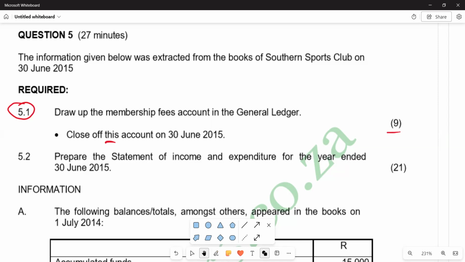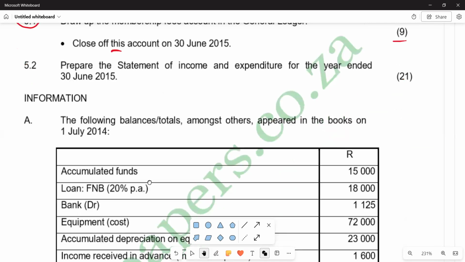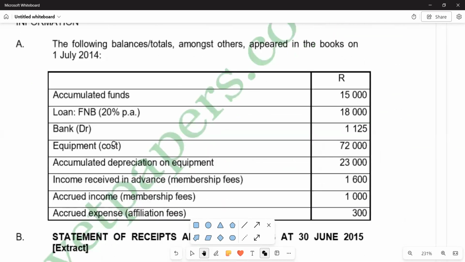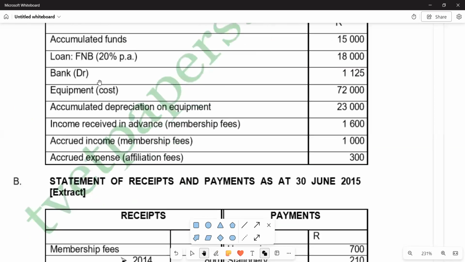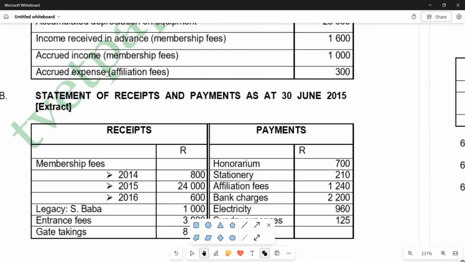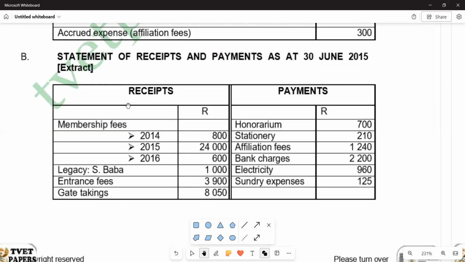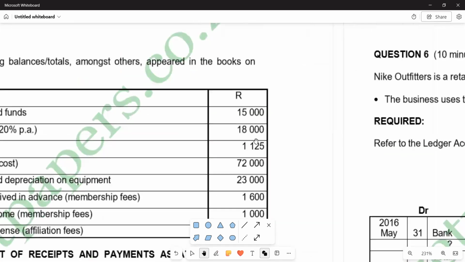So we go down to our question. We are given information: the following balances or totals, amongst others, appeared in the books on 1 July 2014. Then there is a list of balances that we are given there, that is at the beginning of the period. So that's where we are going to take our balance BDs, that is the balance at the beginning. Then we are given information B, which reads statement of receipts and payments as at 30 June 2015. This is an extract, and we've got receipts on the debit side and payments on the credit side. So we go to the next page to see what we have.